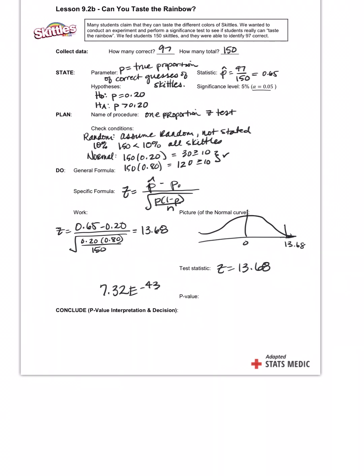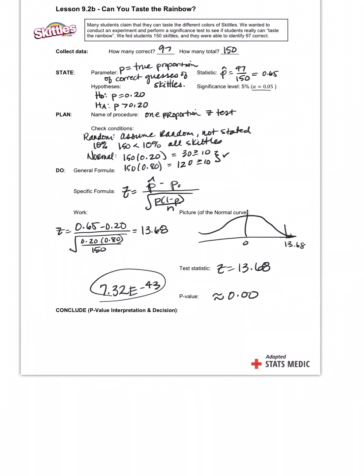Does that mean my answer is 7.32? It's 1 decimal and then it's 42 zeros. It's like 42 zeros after the decimal, and then 7.32. So can we say that my p-value then is approximately 0? Because think about it. In terms of probability, this is basically not going to happen, is it?